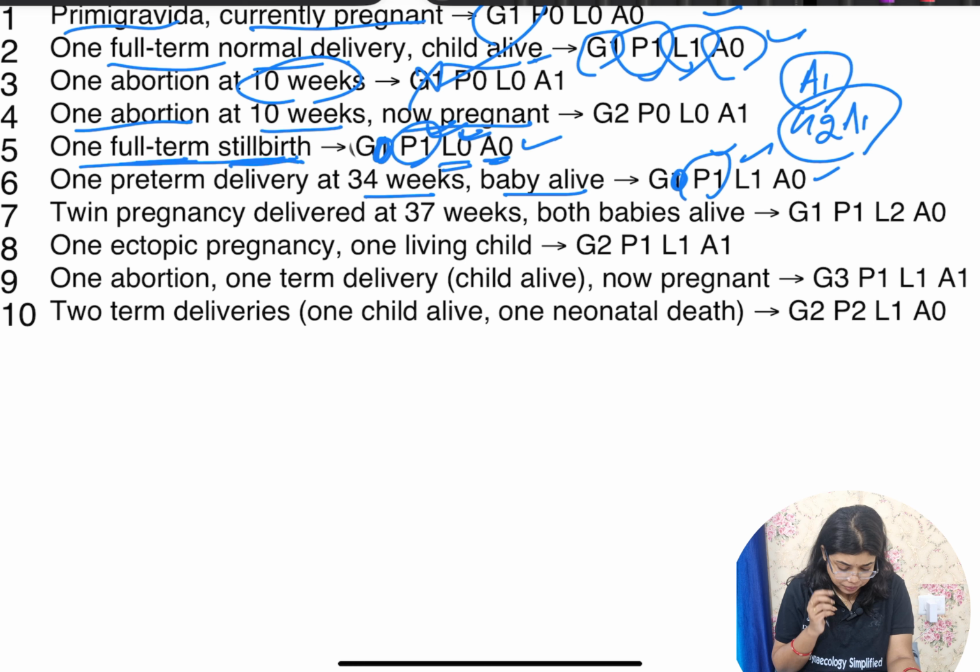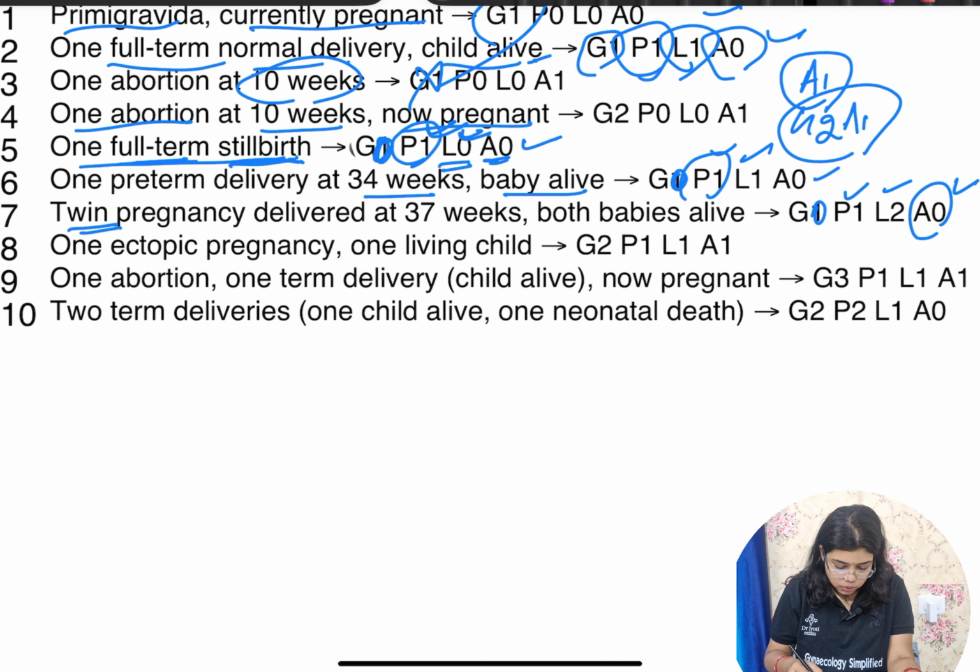Then twin pregnancy delivered at 37 weeks, both babies alive. So what will it be? Solve it. Twin pregnancy already delivered, so gravida will be 0. Simple. I've told you the parity here: it may be a twin pregnancy, but the parity will be 1 because we are counting the number of pregnancies, not the number of babies. So parity will be 1 because one pregnancy, the babies are 2. Both babies are alive, so there will be L2, and no previous history of abortion, so A0.